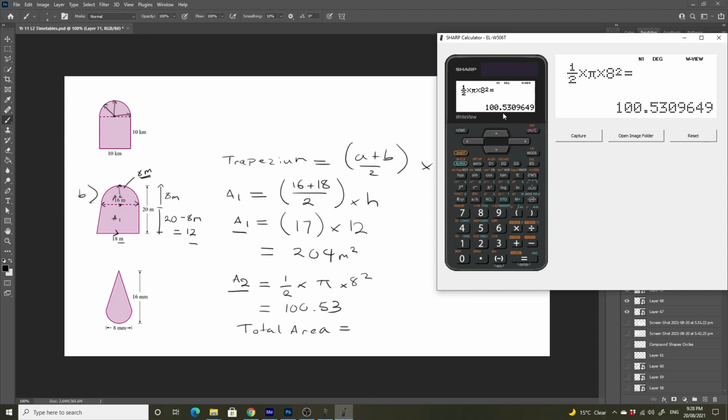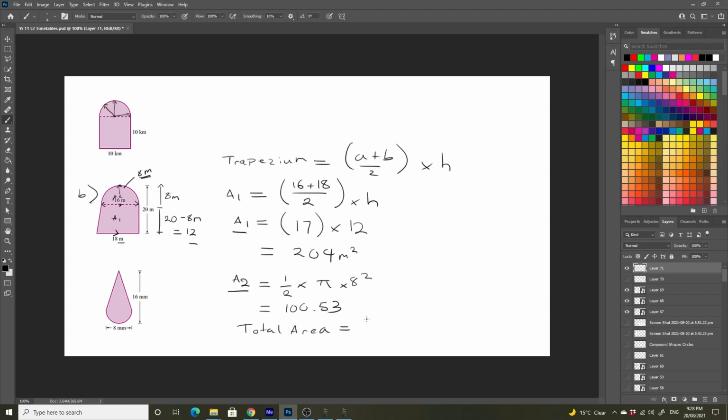So our total area of this composite shape is going to be equal to A2 plus our A1. And we can just save what we've got here, which is our A2, and we can add on our 204 meters. So our total area is going to be 304.53 meters squared. Remember it's area, and remember to add units. Okay, let's look at this last one.